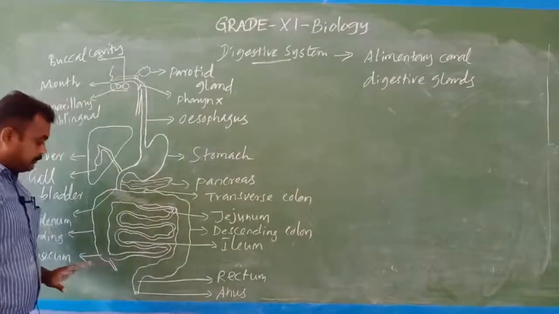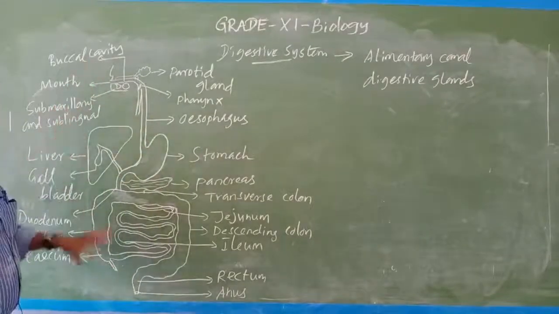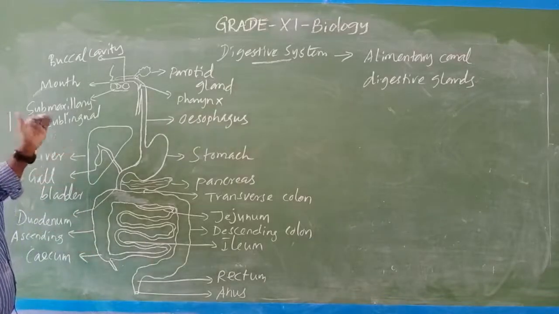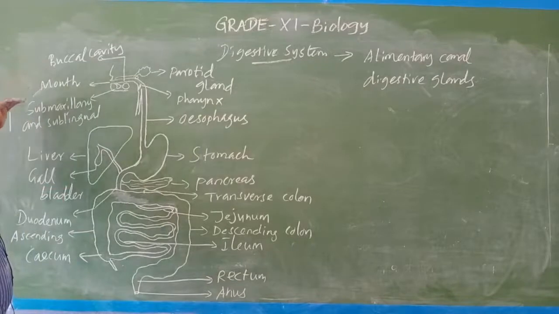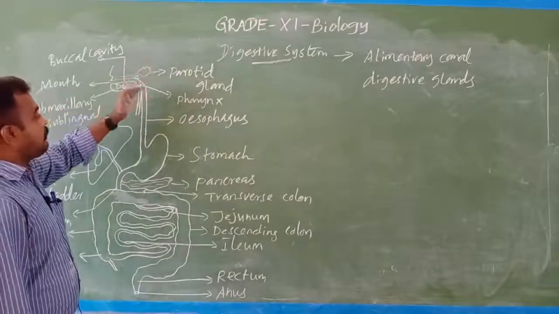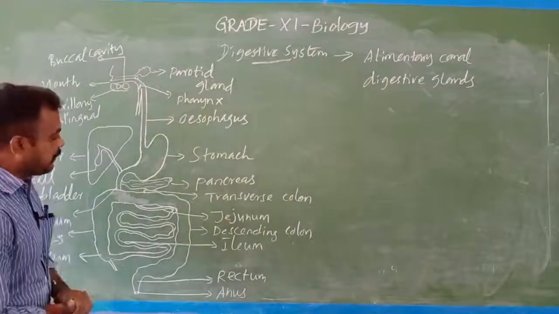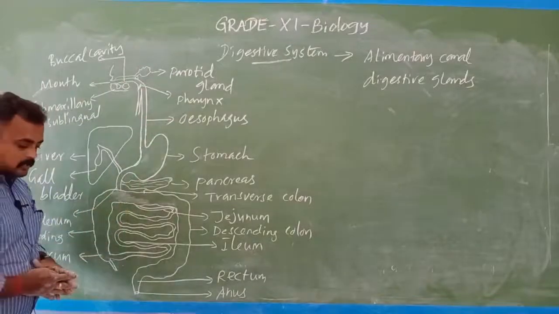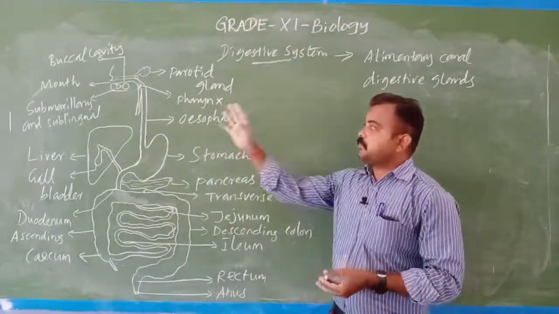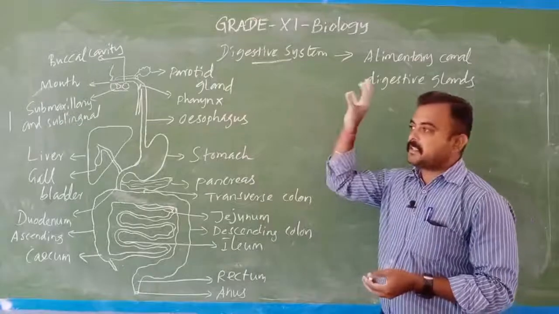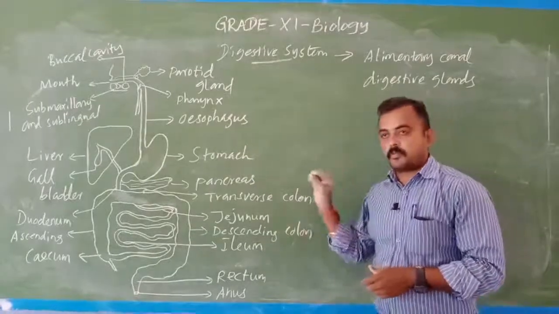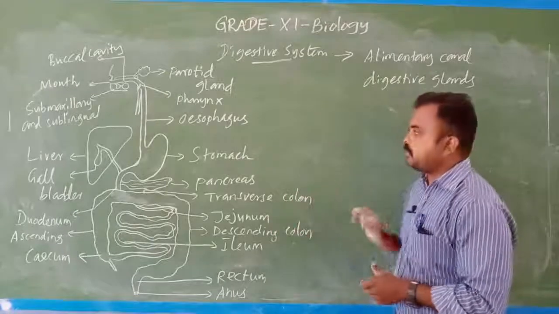Okay, right. So this is the structure of the digestive system. Here you can see the buccal cavity, mouth, submaxillary, sublingual, then parotid glands, and pharynx, esophagus, stomach, pancreas, then small intestine, large intestine. We will study one by one. From the mouth we will start. What are all the things present in the mouth? Then what about the esophagus, the stomach, the small intestine, then the large intestine? One by one we will see.